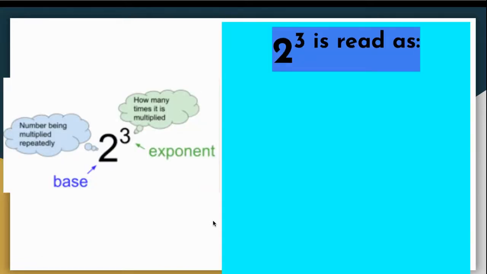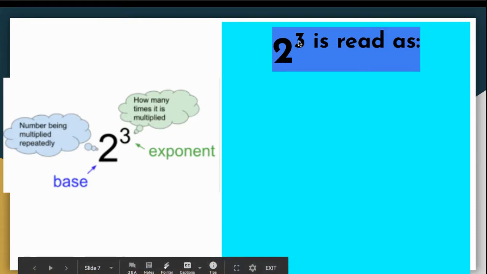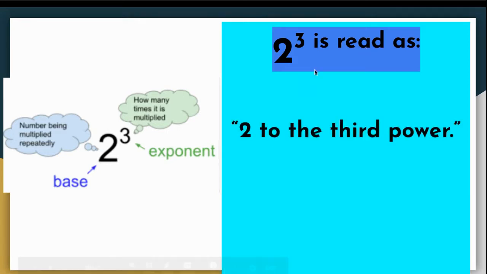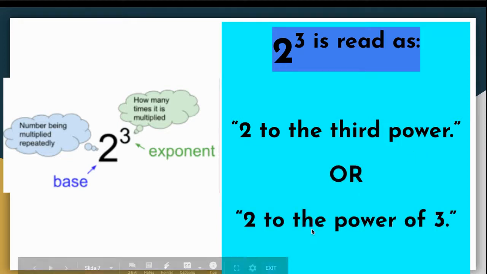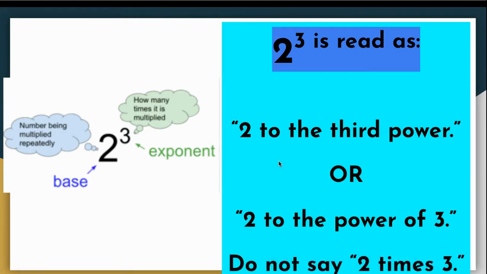Now, we also need to know how to read this. So this 2 and 3 right here, we read it as 2 to the 3rd power. So that's another thing that we want to try to memorize. Or we can say 2 to the power of 3. And notice that we're using power, okay? So you can also think of exponents as powers. Now what we don't want to say is 2 times 3.